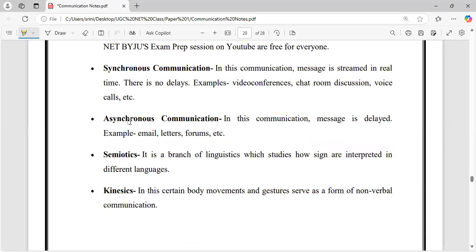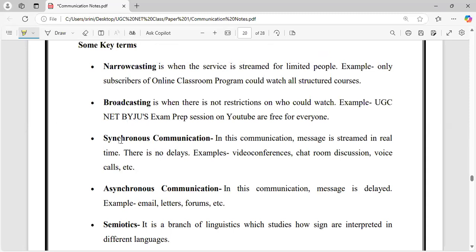The message is delayed here. In synchronous, message is not delayed, it is live. Asynchronous communication, message is delayed. For example, email, letters, newspapers. And semiotics. Semiotics is a branch of linguistics which studies how signs are interpreted in different languages. Semiotics. And then kinesis. Sir, how will an email come under asynchronous communication, sir?